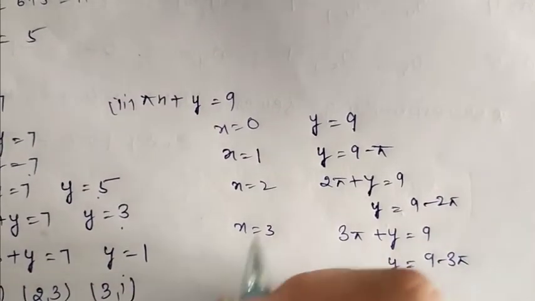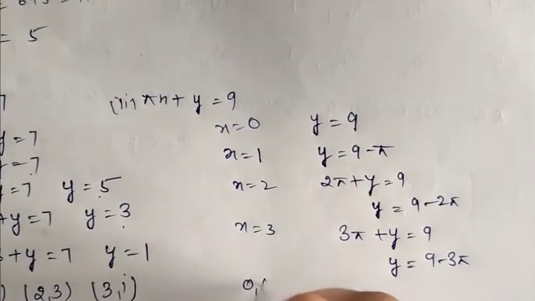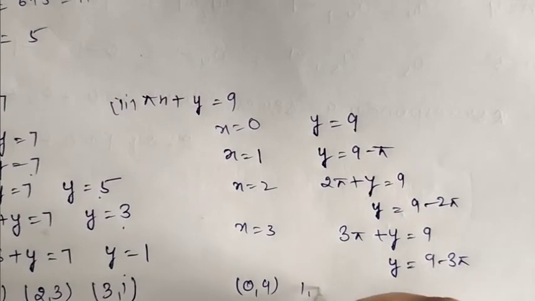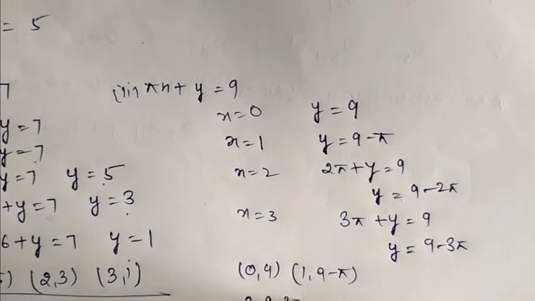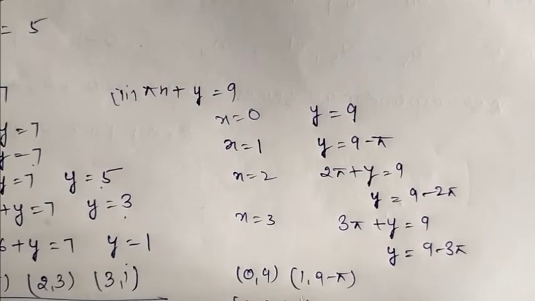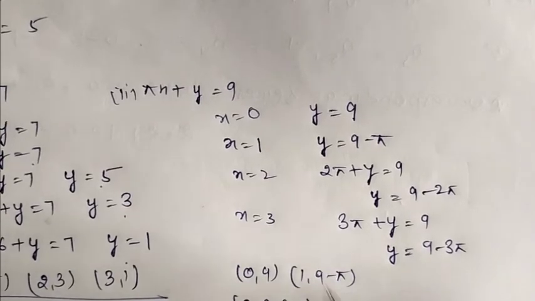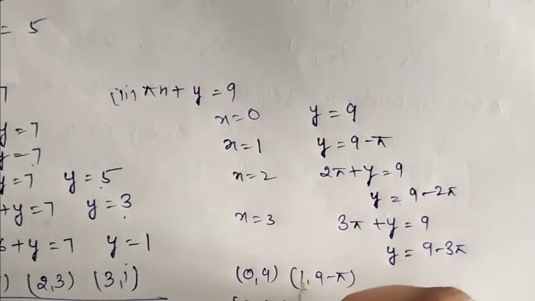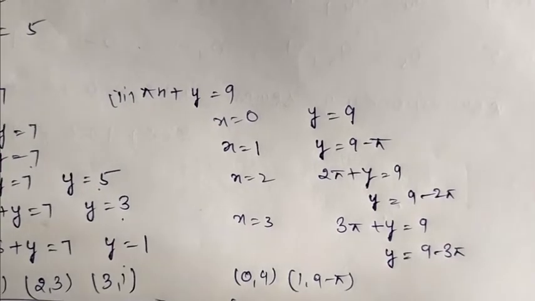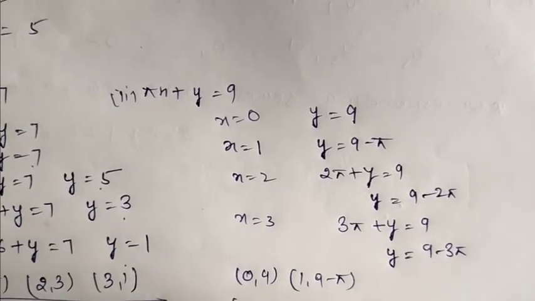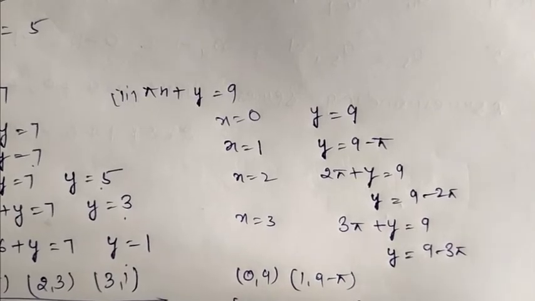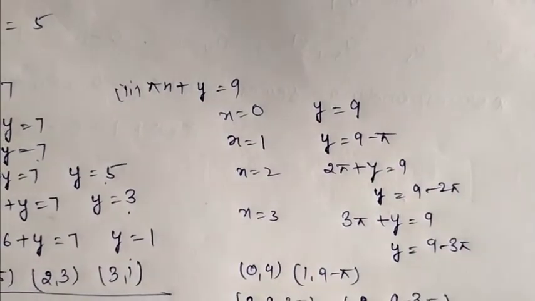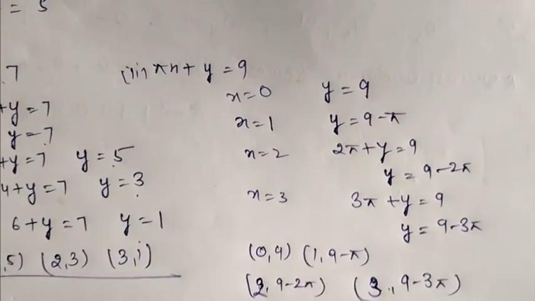So the solutions of this particular equation are (0, 9), (1, 9 minus pi). When we put 2, we will get 9 minus 2 pi, and when we put 3, we will get 9 minus 3 pi. So this is the solution of this particular equation. Okay, so I hope now it is clear.